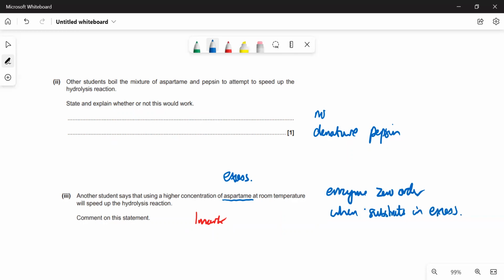And the reason for that is because with the enzymes, where the substrate is in excess, all the enzyme active sites are occupied and carrying out catalysis, and once one has carried out catalysis, another one goes into position. So having lots more excess aspartame isn't going to make it any faster. The only way you can make it faster is by having more active sites there. In other words, increasing the concentration of the enzyme. But all you need to say is that there.